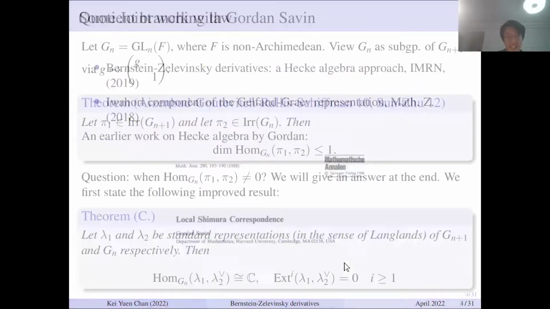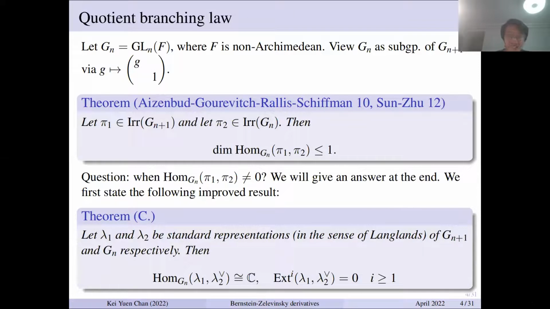I will talk about the quotient branching law. G_n is GL_n(F), and F is non-Archimedean. I only consider the non-Archimedean case. On Tuesday we had talks by Professor Kobayashi and Professor Graham for the Archimedean case, but I mainly consider the non-Archimedean case today.